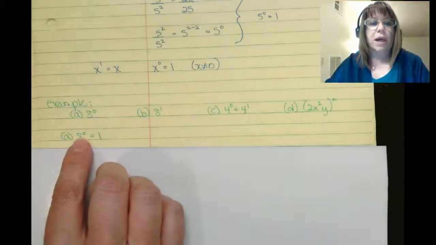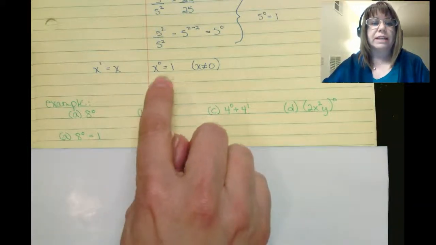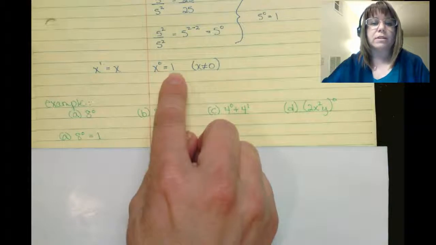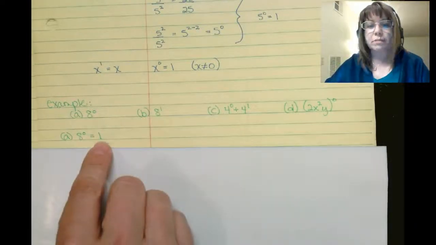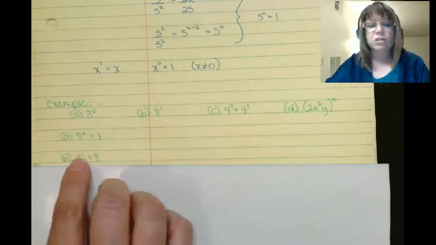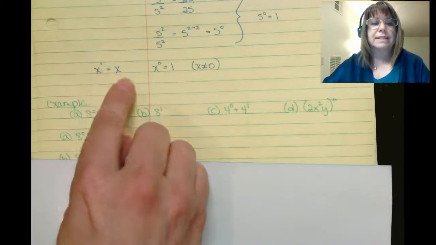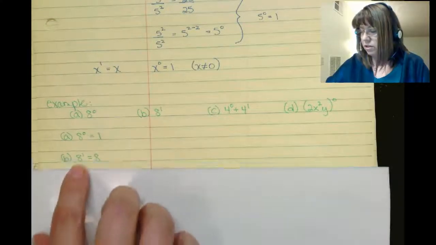8 to the 0th power is 1. Here's our definition. Any number, as long as it's not 0, to the 0th power is 1. So 8 to the 0th power is 1. 8 to the first power is 8. Well, our rule is any number to the first power is itself. So 8 to the first power is 8.